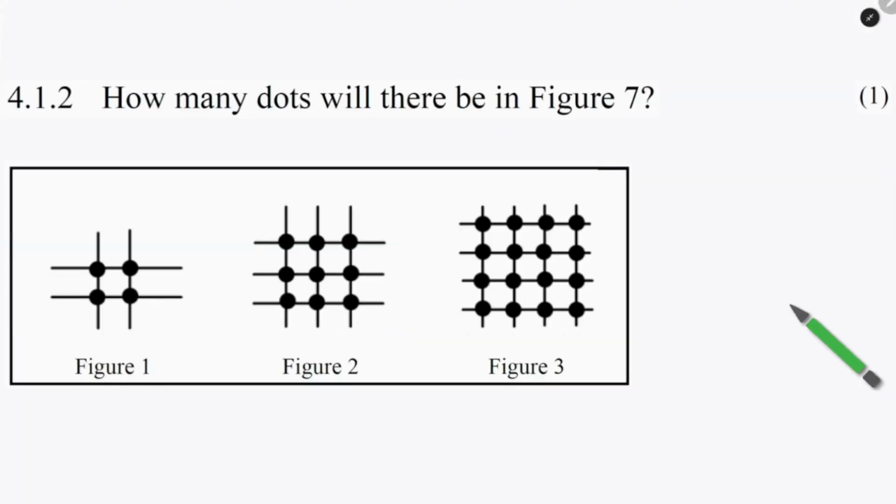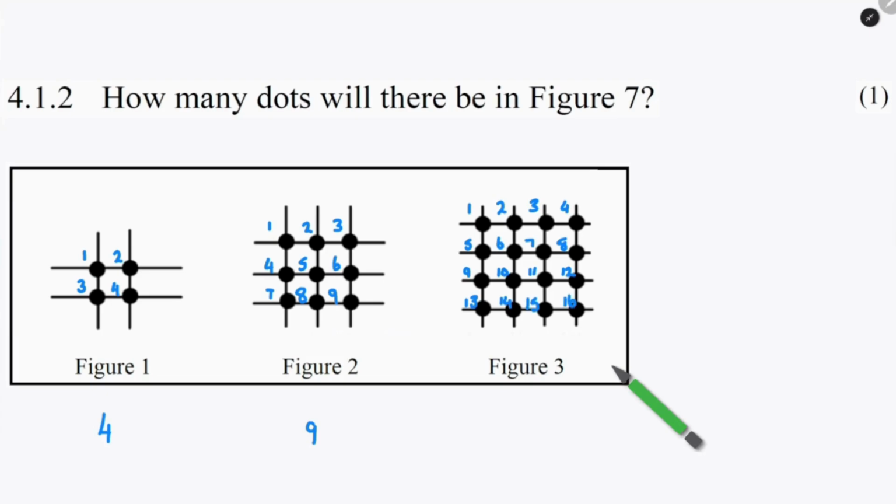In the next question, we've been asked how many dots there will be in figure 7. So let's count up the dots quickly. In figure 1, I count 4 dots. So there are 4 dots in figure 1. In figure 2, I count 9 dots. So there are 9 dots in figure 2. And in figure 3, goodness gracious, quite a few dots here. I count 16 dots.